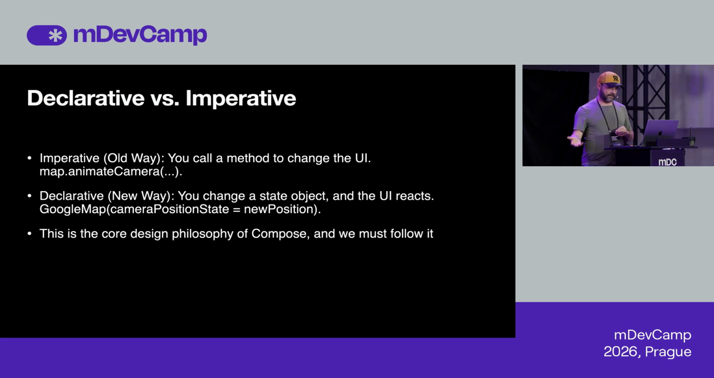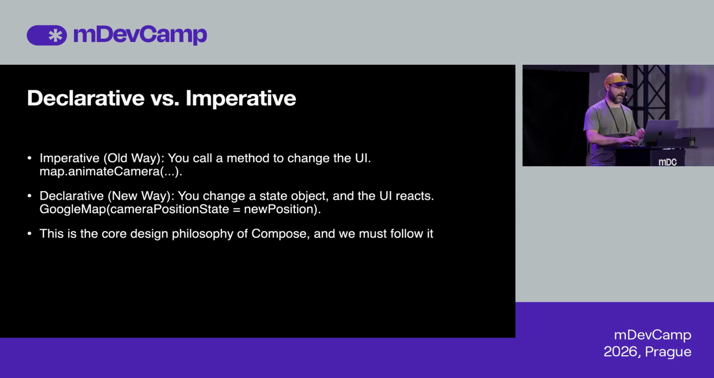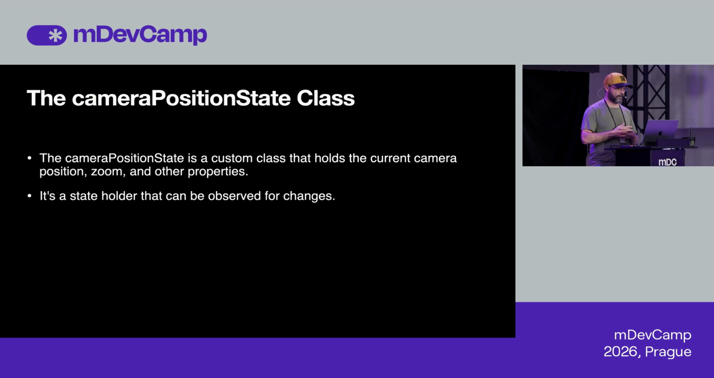So let's see the declarative versus the imperative. The old way, the imperative, would require us to call a method to change the UI. In the case of the camera in Maps, it could be something like map.animateCamera or map.moveCamera. In the declarative, the new way, we change the state, and then the UI is going to react accordingly. So what we would have is GoogleMap that receives maybe a camera position state. We just modify this position, and Compose does its magic. The user does not need to be forcing anything artificially.